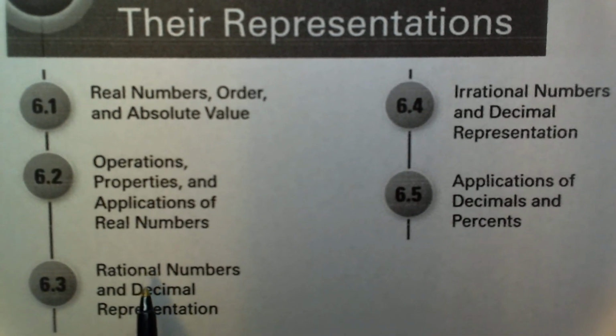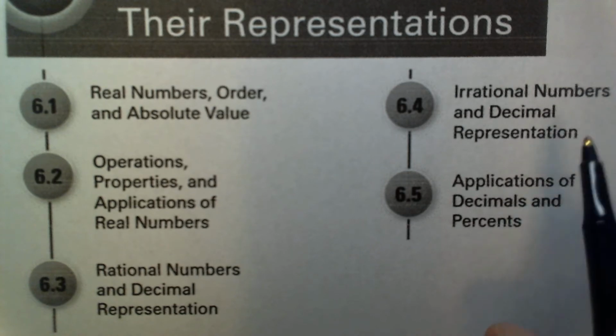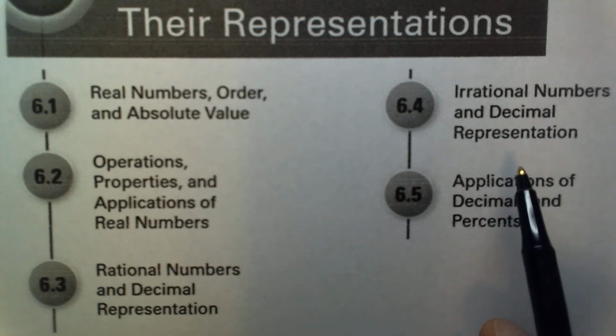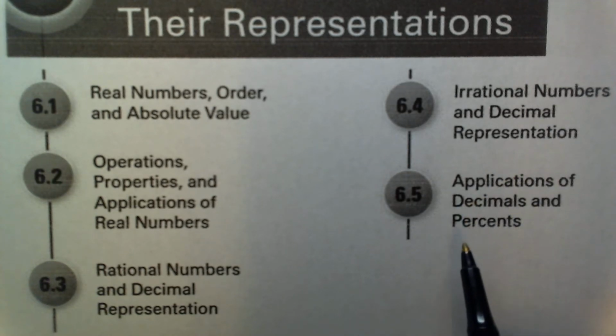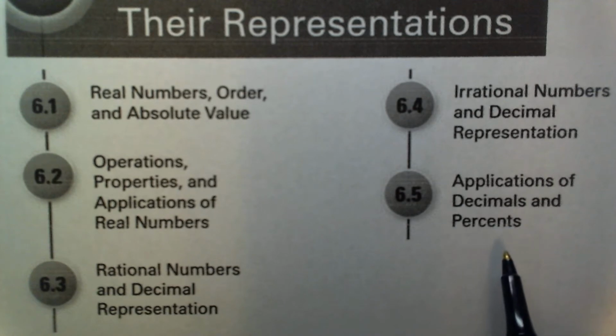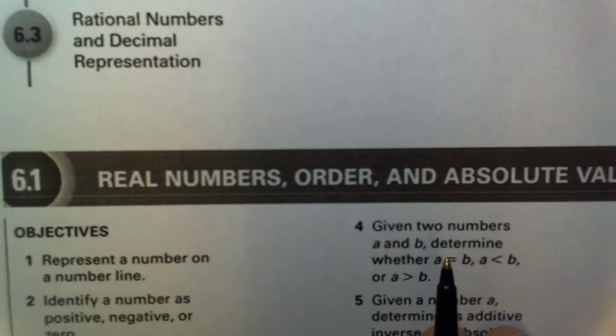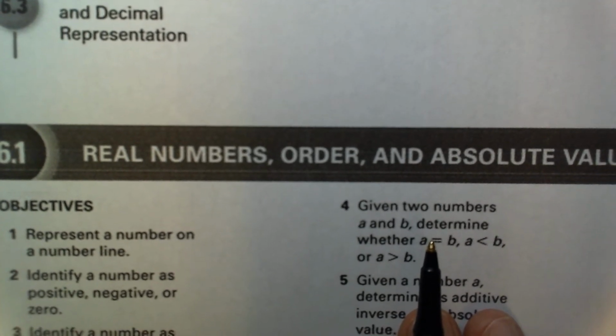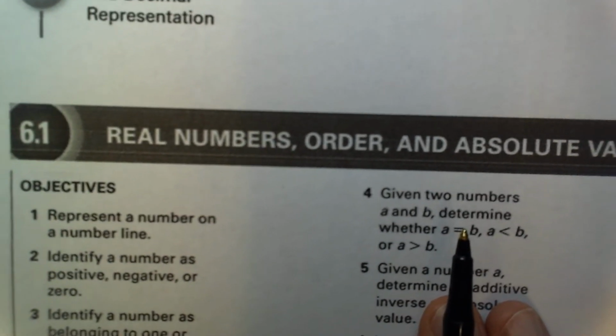Then 6.3 is rational numbers and decimal representation. 6.4 focuses on irrational numbers and decimal representation. And then 6.5 is on applications of decimals and percents. So let's get started with section 6.1, real numbers, order and absolute value.